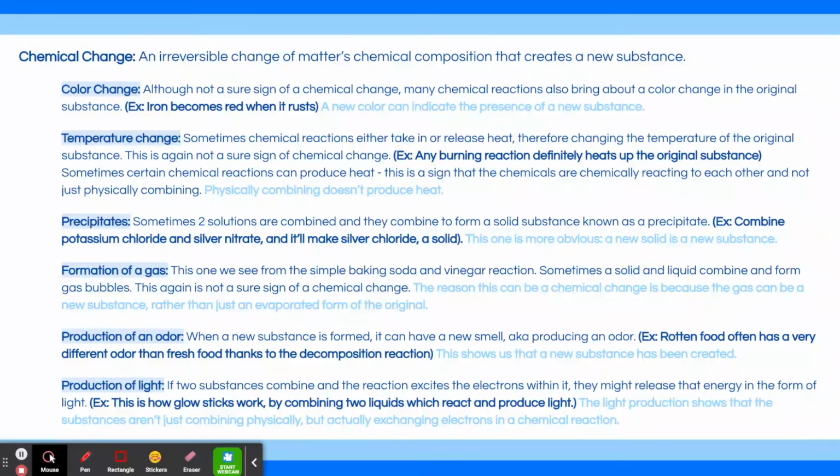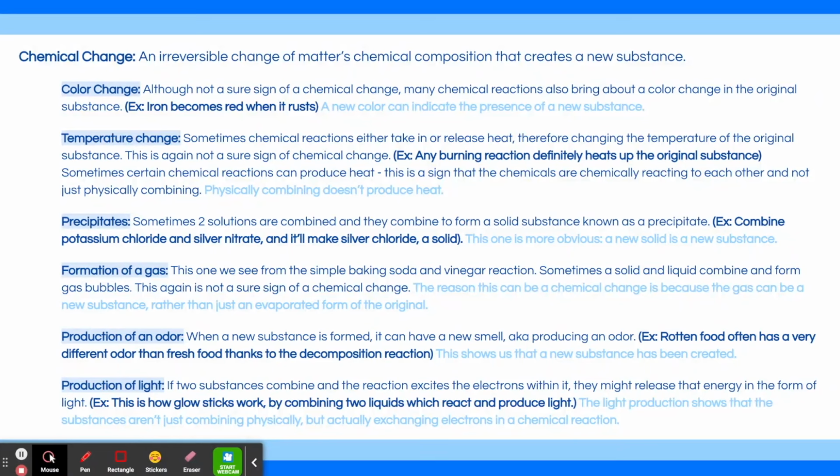Sometimes two solutions are combined and they'll combine to form a solid substance known as a precipitate. This one is more obvious because the new solid is a new substance. Next is formation of a gas. This one we see from the simple baking soda and vinegar reaction. When you combine baking soda and vinegar, carbon dioxide is produced. Carbon dioxide is a new substance in that reaction. So it's a chemical change because the gas is a new substance rather than just an evaporated form of the original.